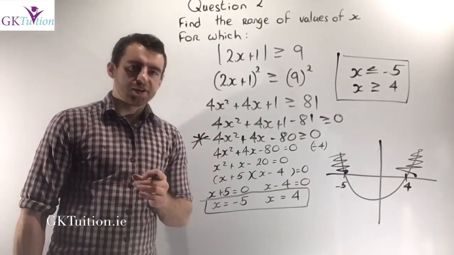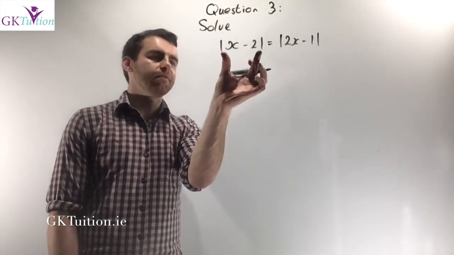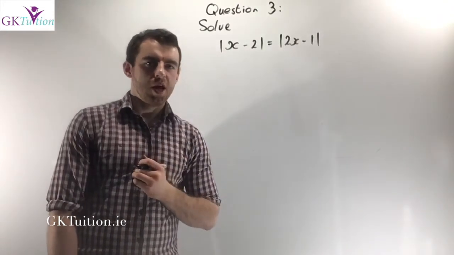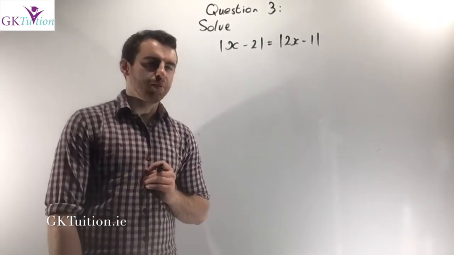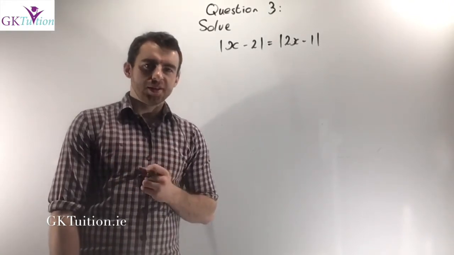Let's have a look now at question 3. In question 3, we're asked to solve the absolute value of x minus 2 is equal to the absolute value of 2x minus 1. We didn't come across one of these in the examples, although it could come up somewhere along the course. Again, there's two different ways of doing this.